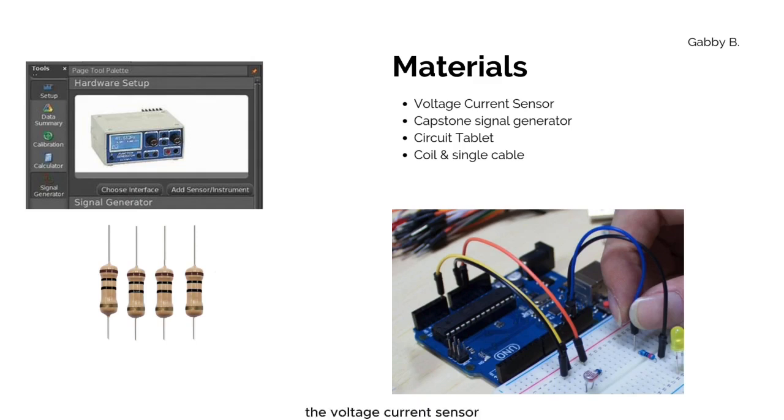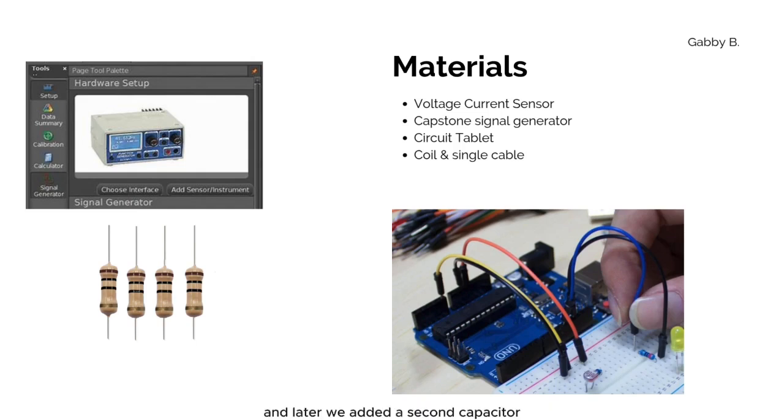The voltage current sensor was placed across the capacitor to measure how voltage changed over time, and this data helped us to see the charging and discharging curves and calculate the time constant, or tau. And the 10 ohm resistor controlled how quickly the capacitor charged, while the 330 microfarad capacitor stored the electrical energy in its plates. So together they formed the RC circuit that we saw.